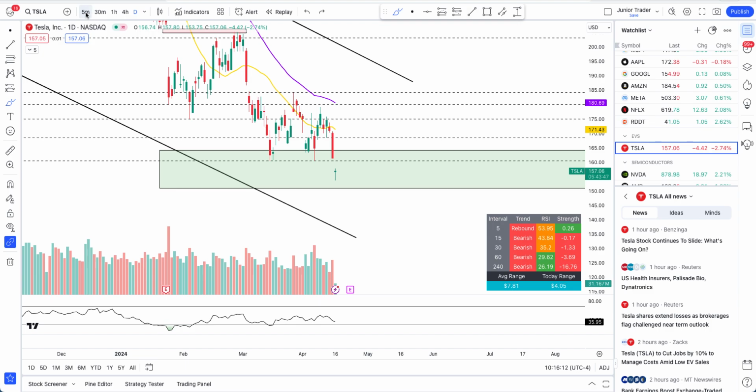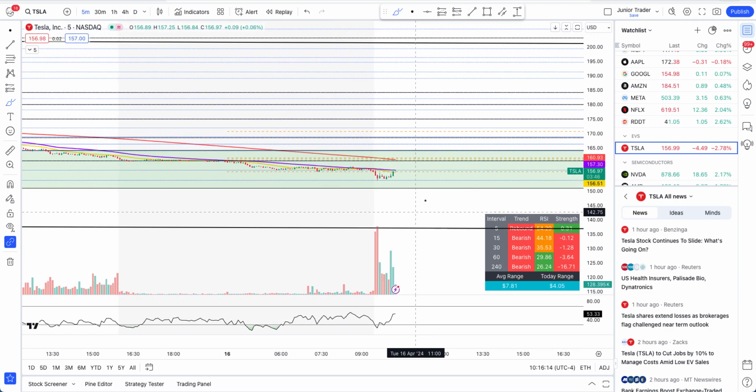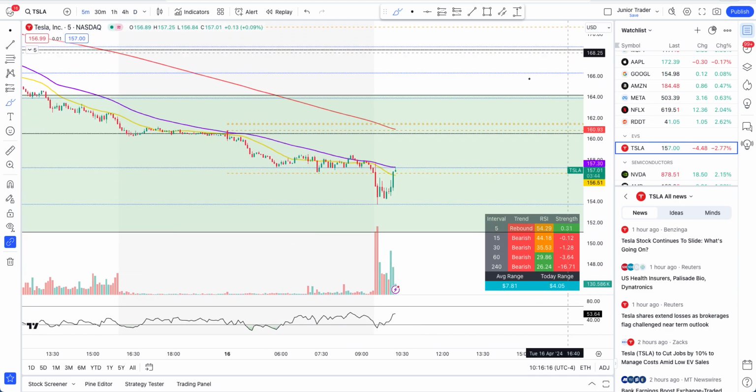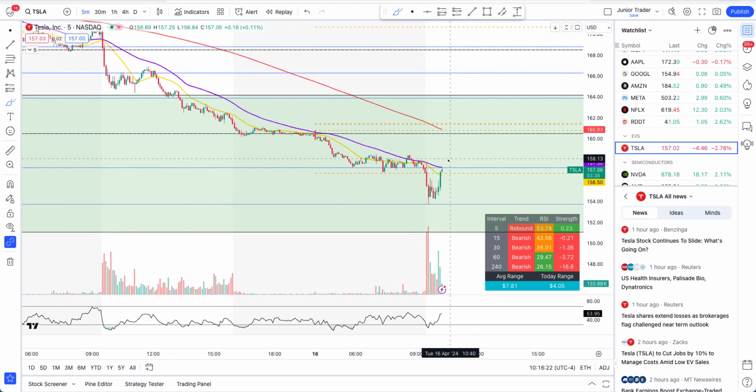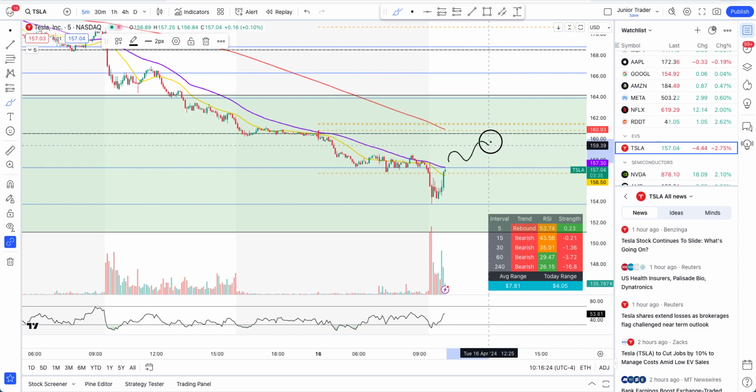So let me take you back again to the 5 minutes interval actually. Yeah, so it all comes down to this area. If we can hold $156.75 and $157.25, if we can get above that, then there's a possibility for the continuation to the upside.